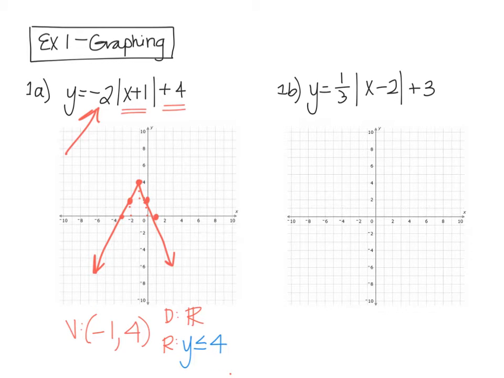All right, let's do the second one over here real quick. So again, I'm going to start with my vertex, which means my vertex is going to be at inside's opposite, so +2, outside's the same, +3, so 2, 3. This time, it says this should be less steep, so I'm going to make a slope of 1/3. So rise 1, run 3, rise 1, run 3.